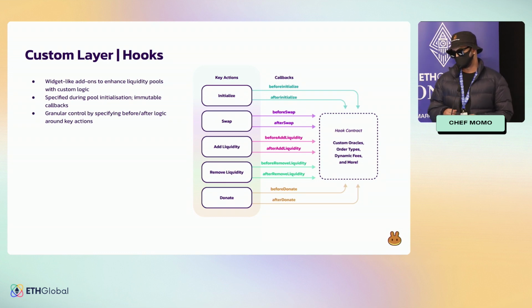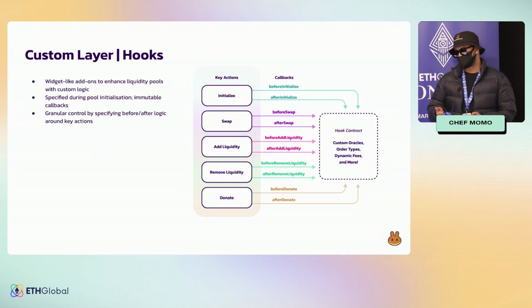Like we were discussing the callbacks previously, the hooks here, which is the custom layer, are basically external contracts which are separate from AMM logics or the core protocol, and they can be deployed by developers, right? So it can be integrated with any of the liquidity pools at initialization, and it's an immutable callback. So once you initialize a pool using hooks with whatever callbacks, then it's not possible to change it.